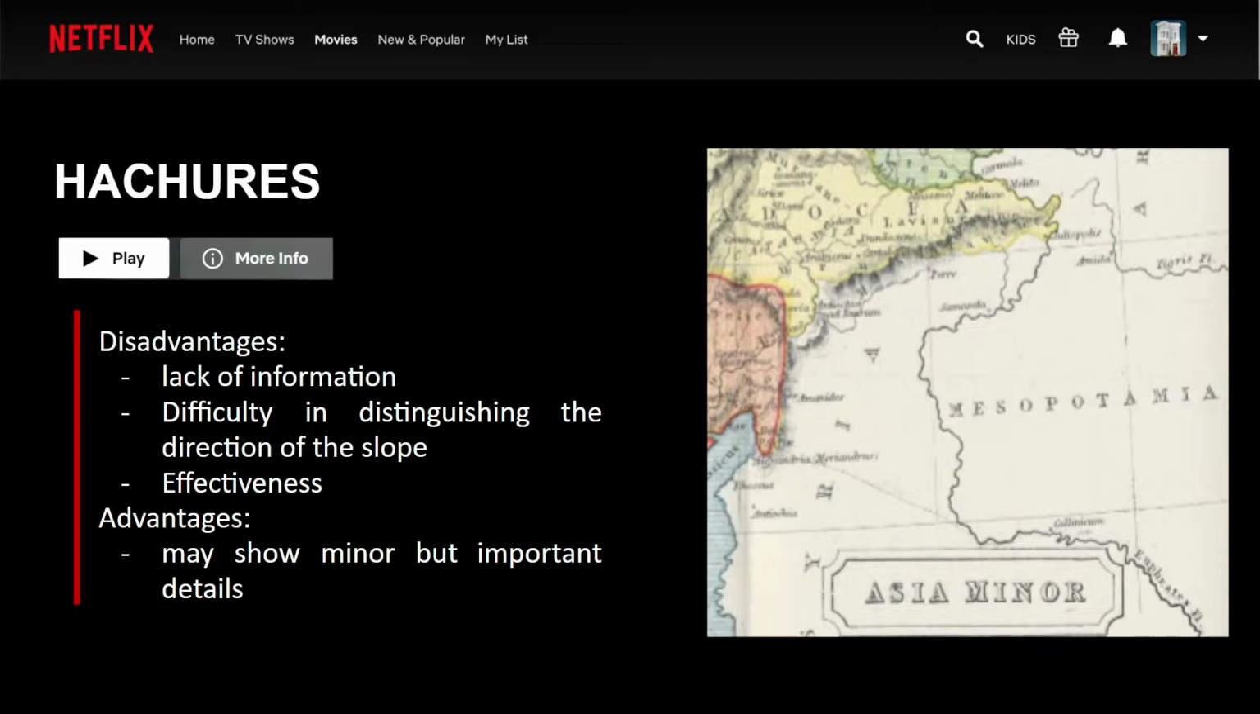The disadvantages of these types of maps, however, are the lack of information and the difficulty in distinguishing the direction of the slope. It is also not very effective in mountainous terrain. It is time consuming to produce and obscures other information. The only advantage is that they may show minor but important details that are otherwise lost on a contour map with its contour intervals.